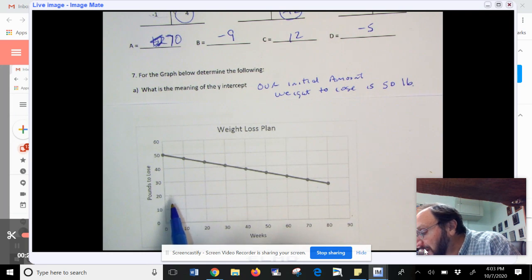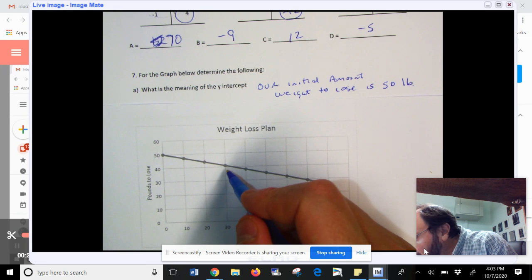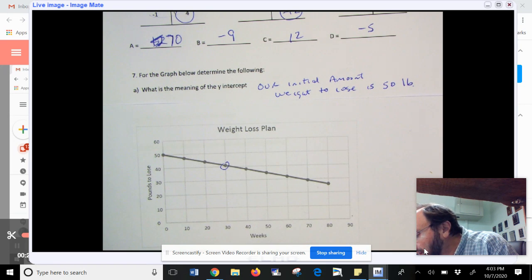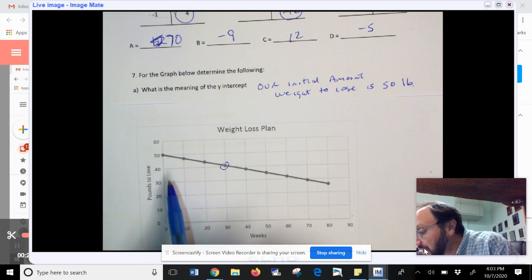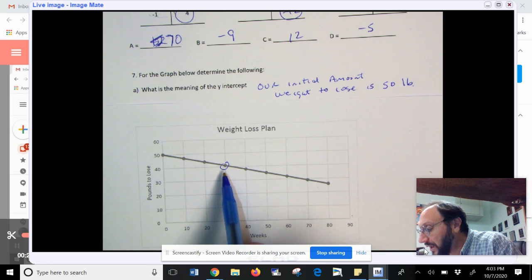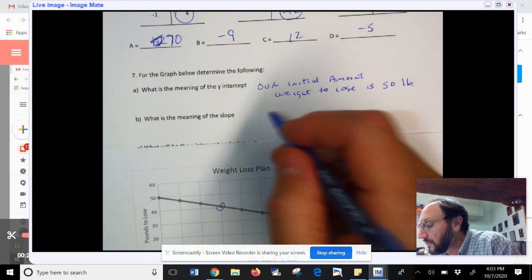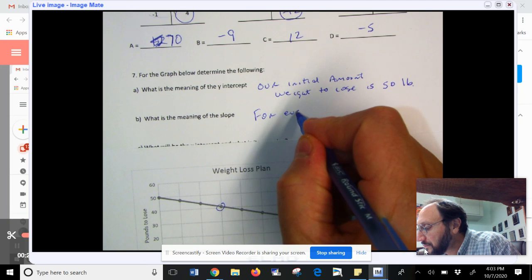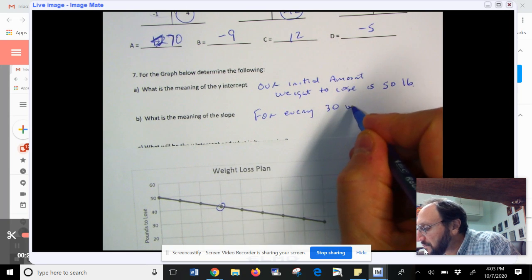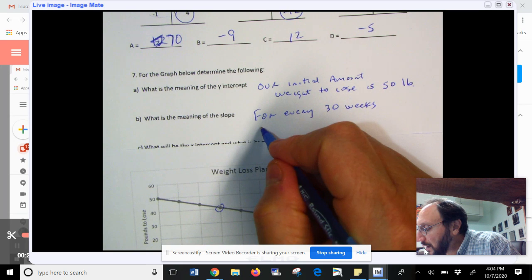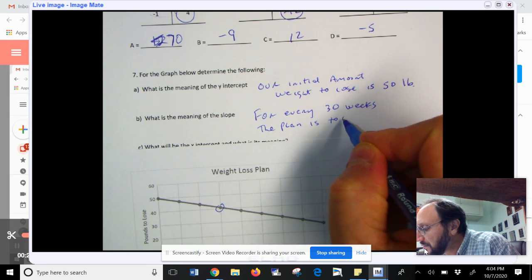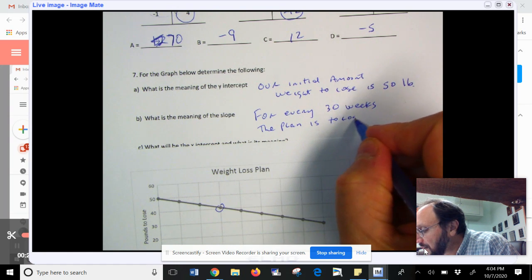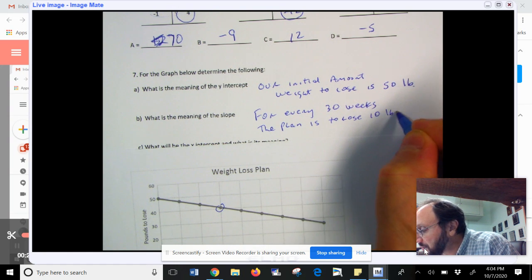It'd be nice to figure out kind of what the slope is. It looks like there is almost a point on this. It's almost at 40 or so. So I'm going to use 40 as a possibility. Let's say for every 30 weeks, we lose 20 pounds. For every 30 weeks, the plan is to lose 10 pounds. That's reasonable to do.